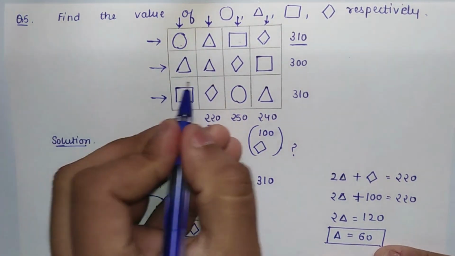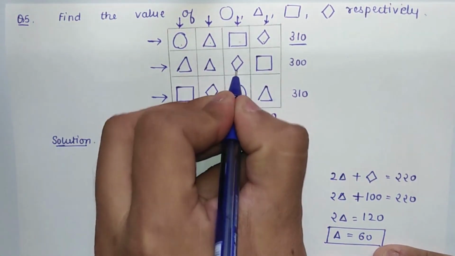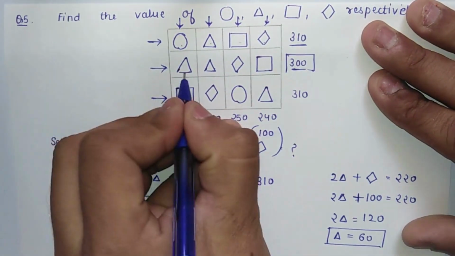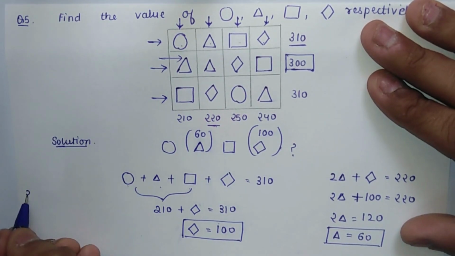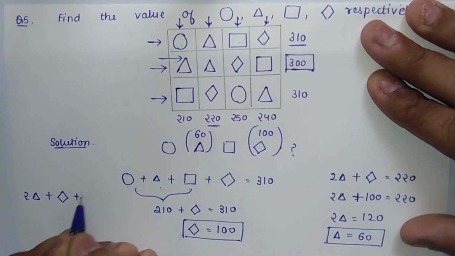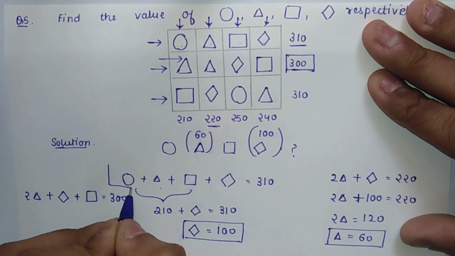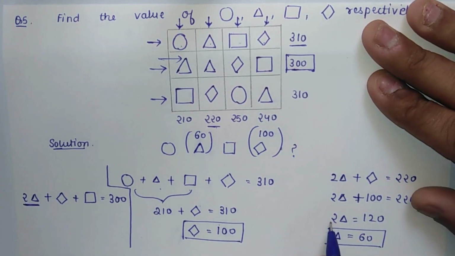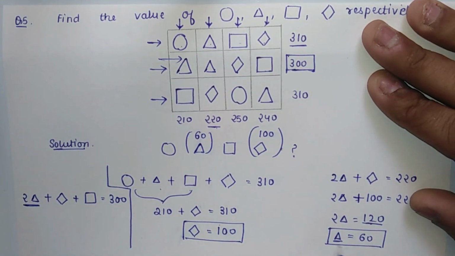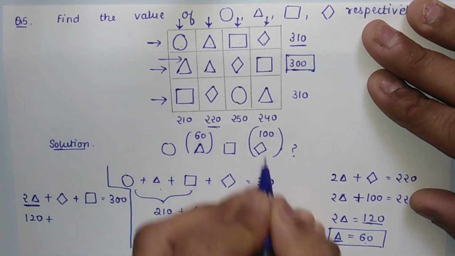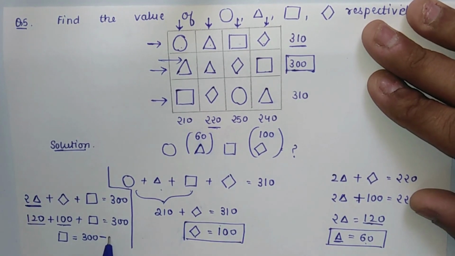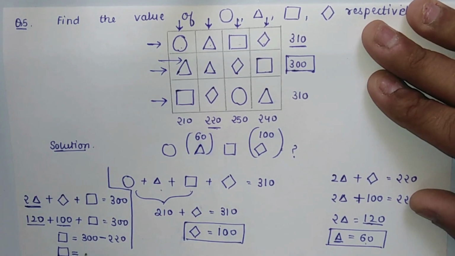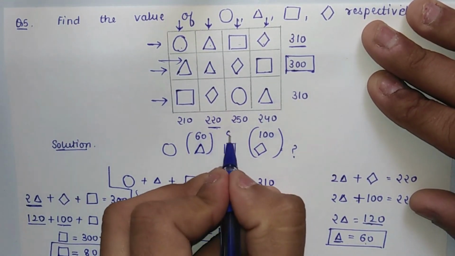Now we can take a look at the second row also. Two triangles, one diamond and one square is given as 300. Because we are counting row-wise, horizontally, we will take this sum. So it is given two triangles plus a diamond plus a square is equal to 300. So we know the value of two triangles. We can write two triangles, or we know the single value for triangle is 60, so two triangles will be equal to 120, plus diamond we know 100, and square we have to calculate, and this is equal to 300. So the value for square will be equal to 300 minus 120 plus 100, which is 220. We'll subtract 220 from 300 and get the value of square as 80. So square value we got now is 80.